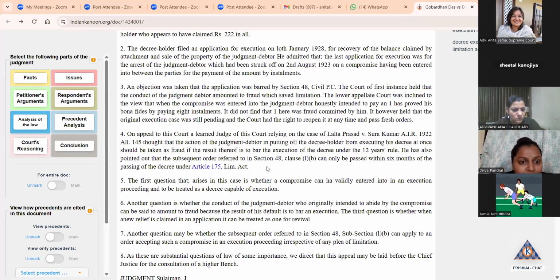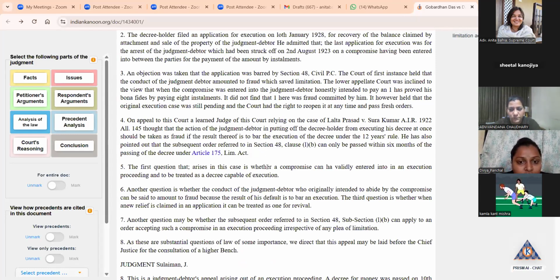He has also pointed out that the subsequent order referred to in section 48 clause 1 subclause B can only be passed within 6 months of the passing of the decree under Article 175 Limitation Act.